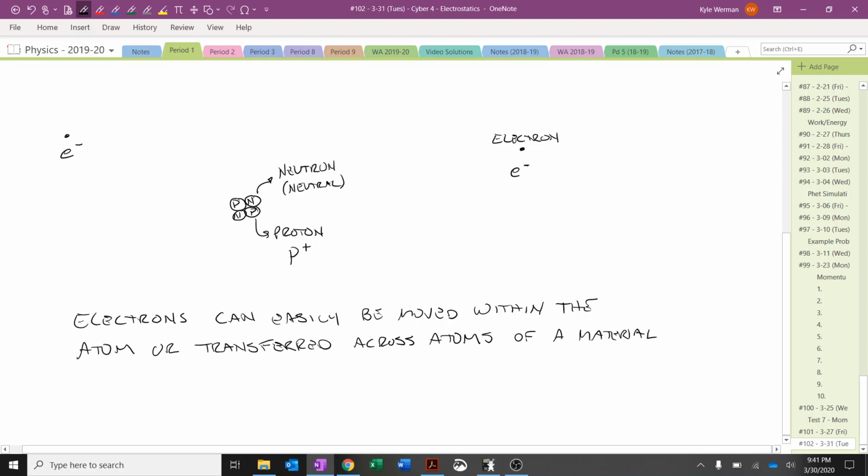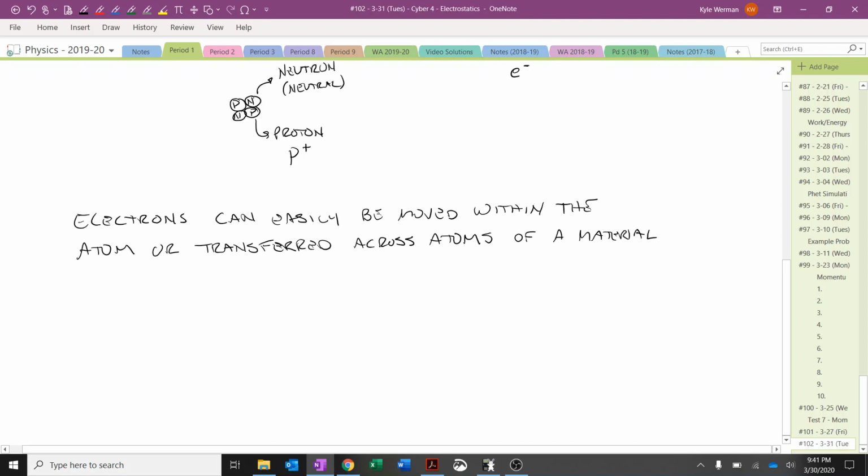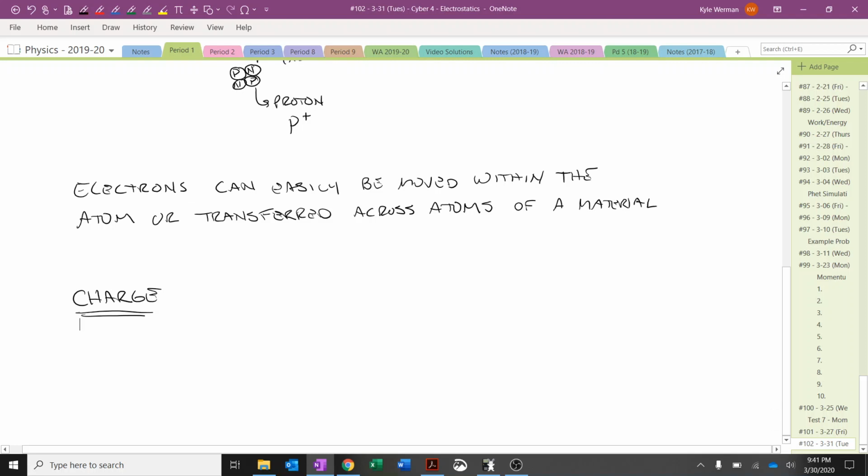And when you get this exchange of an electron, you get this concept of a charge. A charged atom, or a material of atoms, is simply a state of imbalance. And that's an imbalance of the protons and electrons in the material.